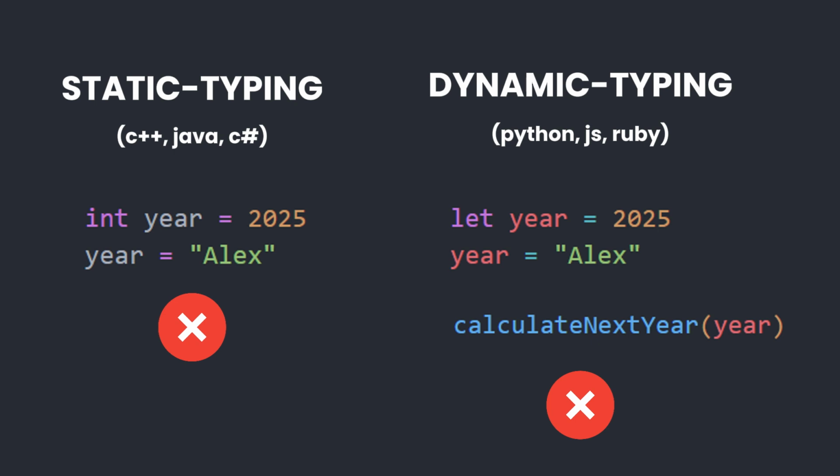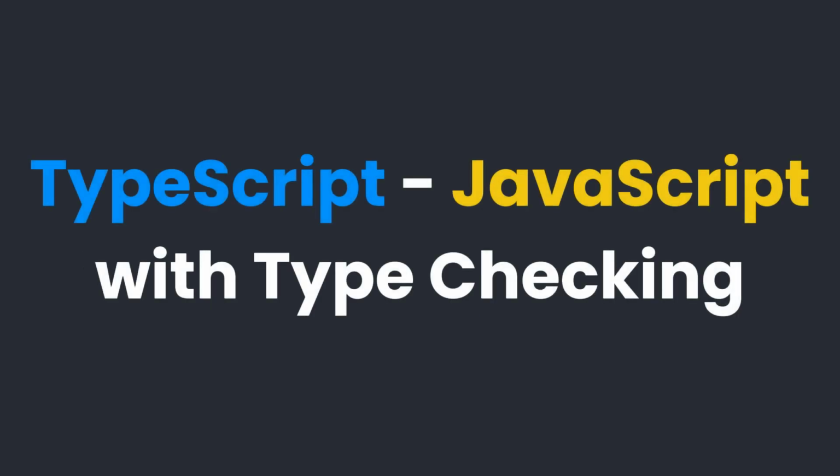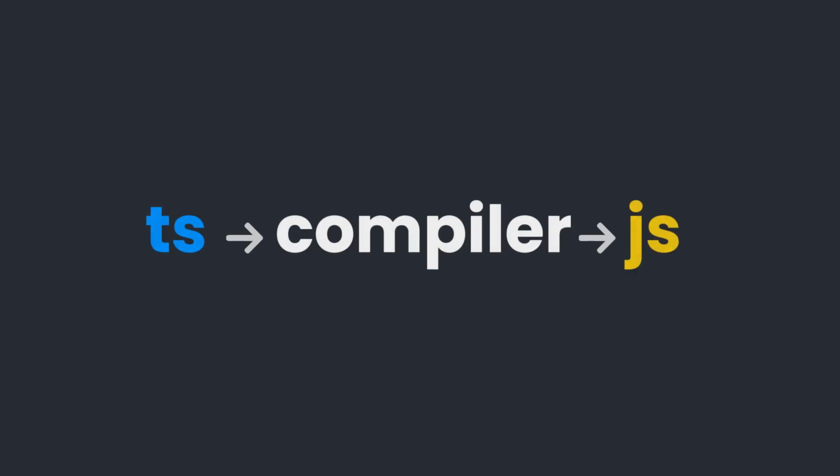The issue here is that we won't know about these problems until we run the application or our unit tests, assuming we've even written those tests. This is exactly the kind of issue TypeScript aims to solve. TypeScript is essentially JavaScript with type checking. With TypeScript, we explicitly define the type of our variables when we declare them, just like in statically typed languages. Then, we pass our code to the TypeScript compiler, which checks for any type-related errors.